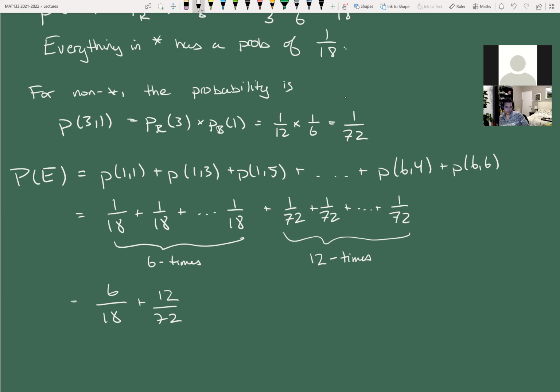And right, we could simplify that a bit more. What is that? That's 1/3 plus 1/6. So that's 2/3. So the probability of E is pretty high. Did you get a half? Did I screw it up? Somebody double check my math here. 6/18 is 1/3, right? 12/72 is 1/6. So 1/3 is 2/6, plus 1/6 is 3/6, which is a half. I can't add fractions. You're right.